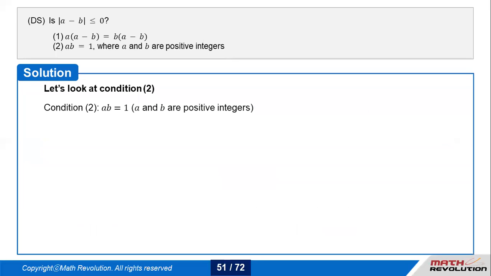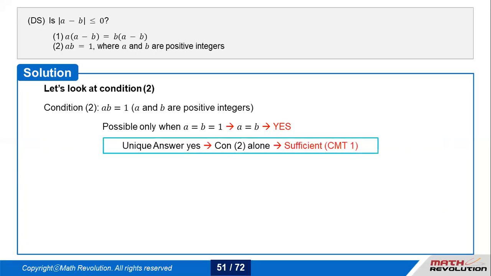So let's say condition number 2, which says AB is equal to 1. A and B are both positive integers. When they are positive integers, fractions are not allowed. If they're positive, then both of them are positive. So A and B product can be only equal to 1 if A is equal to 1 and B is equal to 1. That gives me A is equal to B. So my condition number 2 is automatically sufficient.